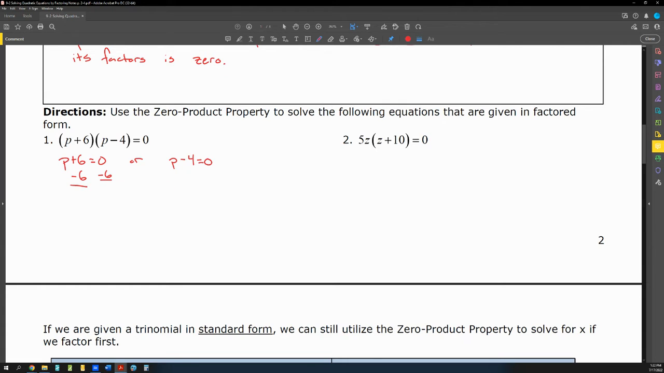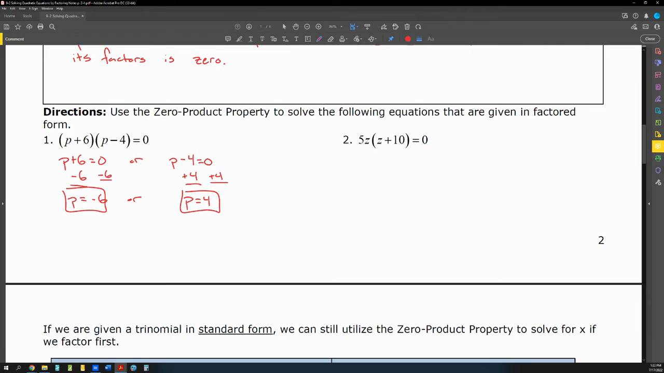Subtracting 6 from the left-hand equation, we get p is equal to negative 6. And then for the right-hand equation, if we add 4 to both sides, we get p is equal to positive 4. So we get our two solutions: p is equal to negative 6 or p equals 4.